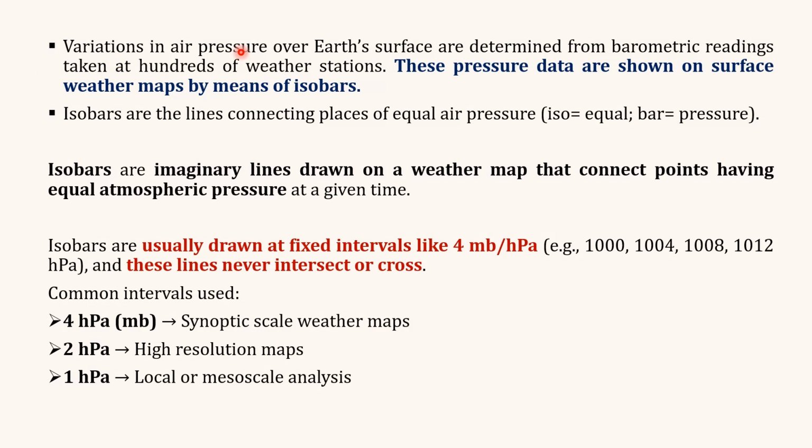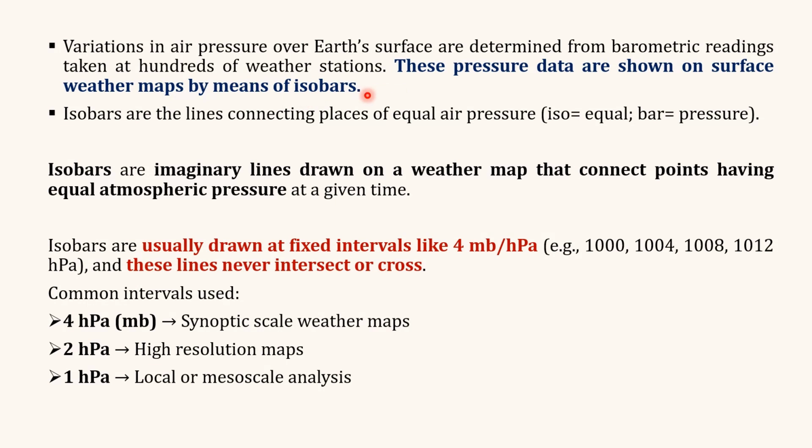Horizontal variation in air pressure over the Earth's surface is determined from barometric readings which are taken at hundreds of weather stations, and these readings are corrected for sea level. These corrected data are shown on surface weather maps by means of isobars.